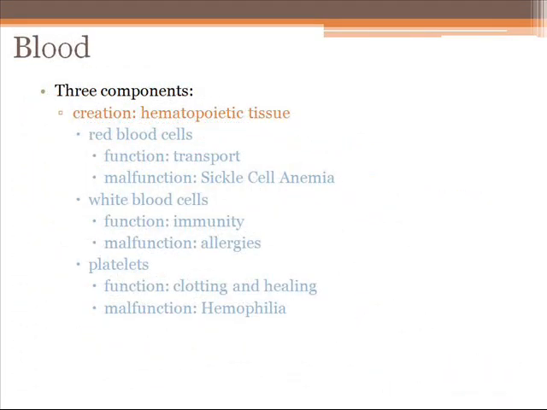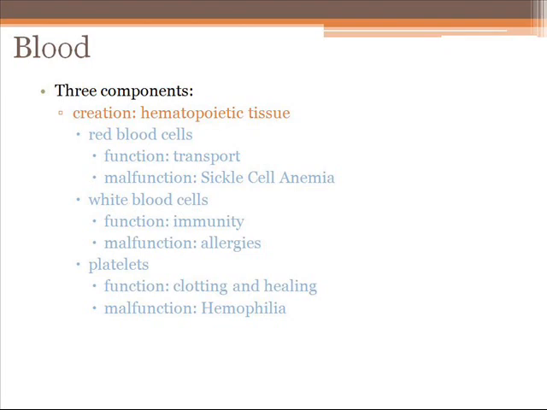Another type of connective tissue is blood. As we mentioned before, the components of blood are formed in the hematopoietic tissues, which are found in the red marrow of long bones. Blood is composed of three major parts: the red cells, white cells, and platelets. Red blood cells transfer oxygen to other tissues. If red blood cells are malformed, as in the disease sickle cell anemia, where instead of round indented bodies they are crescent-shaped, they cannot transport the oxygen quickly and effectively to keep cells alive.